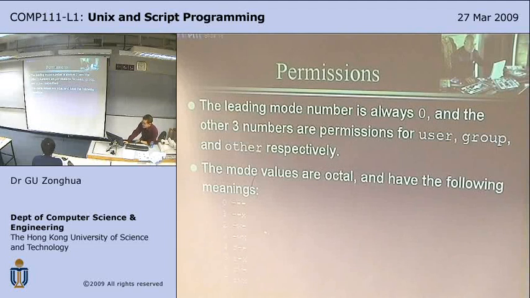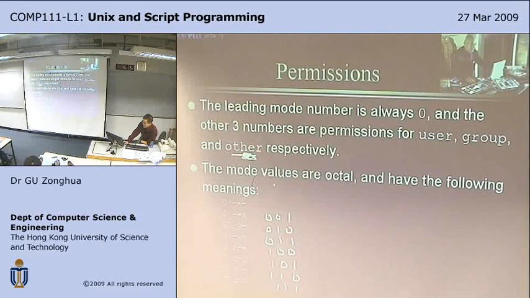Right, so permission values: 0 means no permission. 1 means 001 in binary. The last digit means execute. The middle one is write. The first one is read. So 2 is 010, which means write only. 3 is 011, which means write and execute. 4 is 100, which means read only. 5 is 101, then 110, and 111.